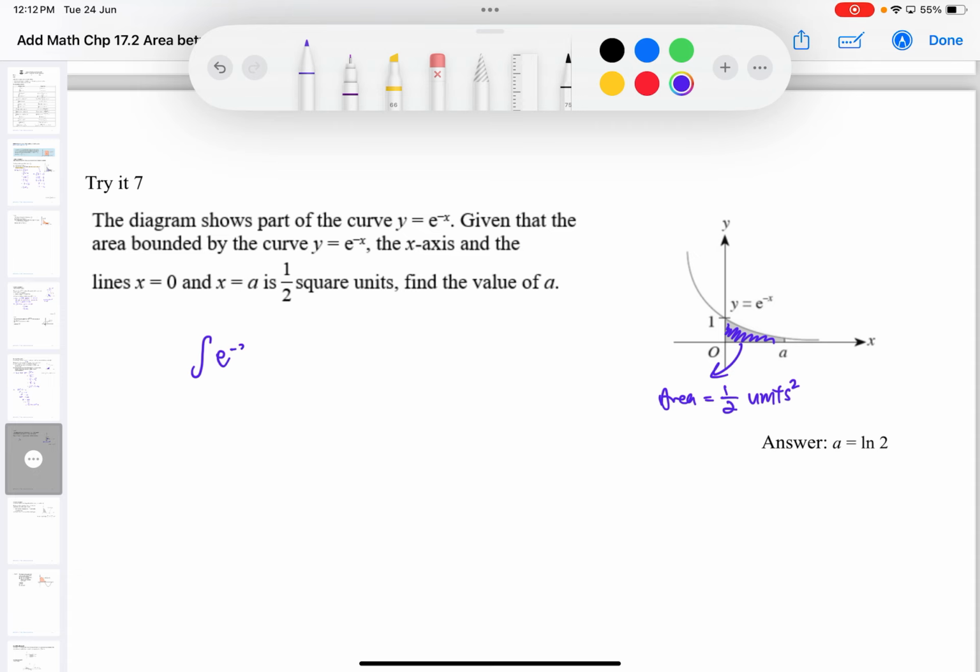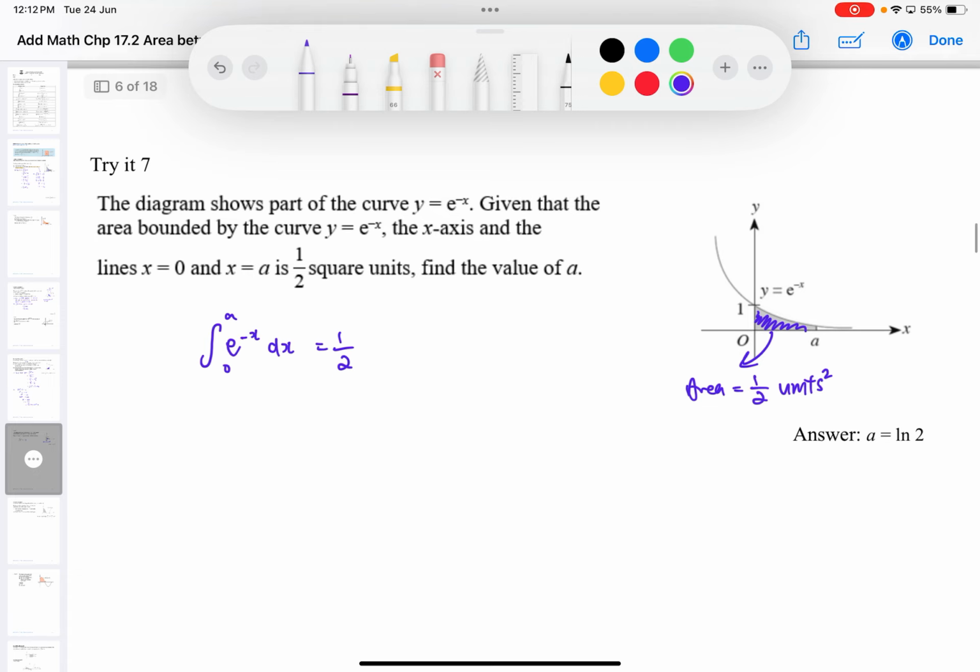Integral of e to the power of negative x dx from 0 to a is given by half. So if I were to integrate e to the power of negative x, which I trust all of you can do, you'll be able to get this, right? Which will give you this. So it'll be good to simplify first.